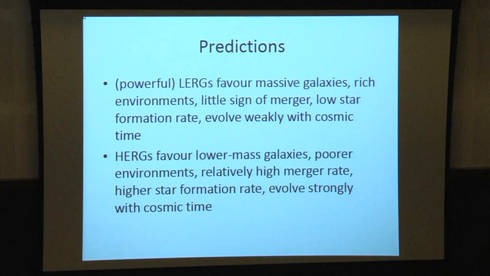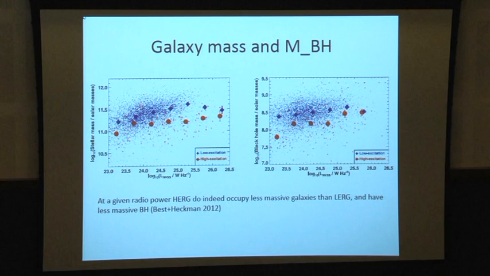Okay, so just running through some of these things very briefly to show that this is all working out so far. At a given radio power, high excitation radio galaxies do indeed occupy less massive galaxies than low excitation radio galaxies. So here are the Hergs, here are the Lergs. This is Best and Heckman, 2012, a very large sample, and the black hole masses are lower as well. Okay, prediction one, that works.